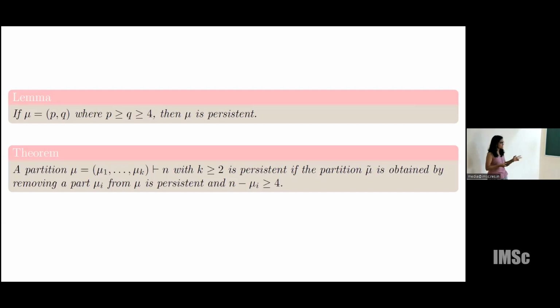And so then we will show that if I take any mu to be a partition with two parts, then mu is persistent. The idea again goes by using the previous lemma and Swanson's result and looking case by case. I haven't detailed the proof here. Finally, we will show that if I have any partition with k greater than or equal to 2 parts, it is persistent if mu tilde, obtained by removing a part mu i, is persistent and n minus mu i is greater than or equal to 4. The details of the proof I have omitted.